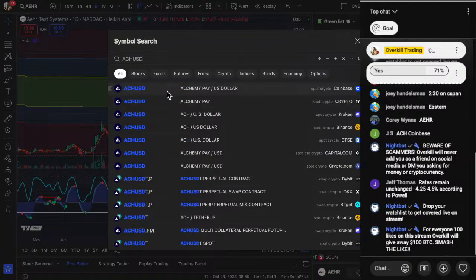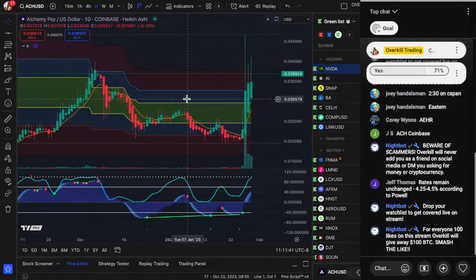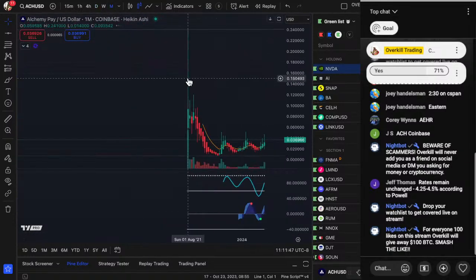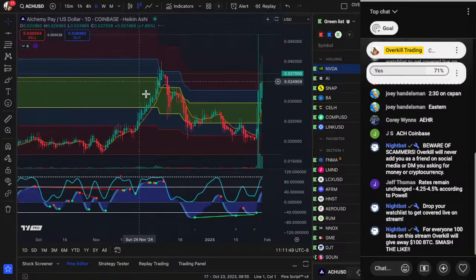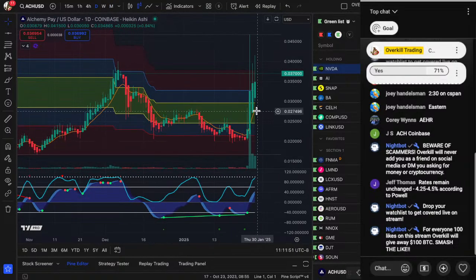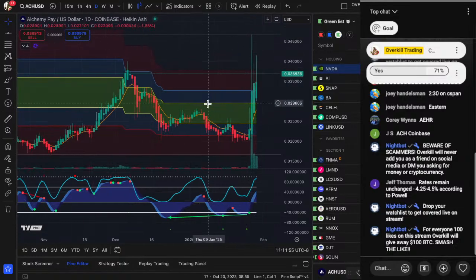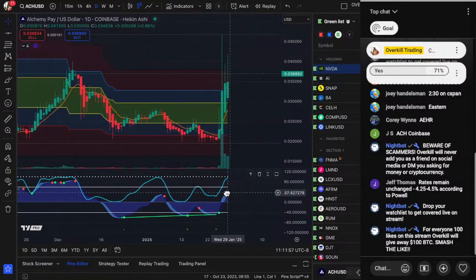ACH on Coinbase from looks like JS. Okay, this thing's ripping, so I would be taking profits if this was me. If I was holding this, I would be taking some off here, selling 25, 50%. I mean, that's like over 100% in like 3 days. So I don't know what the project is or anything, but you could see this stochastic RSI.